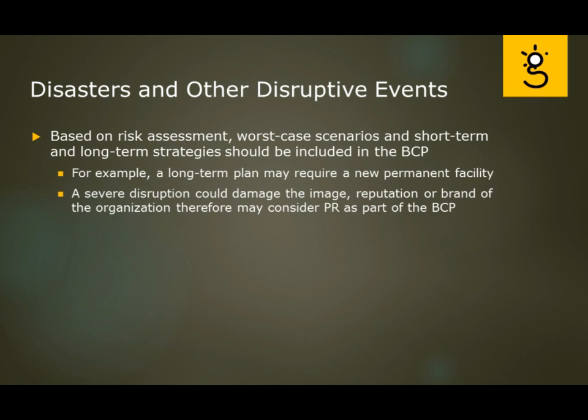Now, based on the risk assessment and your worst case scenarios, you're going to look at short-term and long-term strategies that you're going to have in the business continuity. So what are we looking at? We do the risk assessment and we look at the worst case scenario and what do we need for the short term and the long term to be able to recover from that. One example, a part of the long-term plan may be that you need to have a new permanent facility. Remember, a severe disruption, if you don't have a plan to keep business running, can damage the image of your company, its reputation, or the brand of that organization.